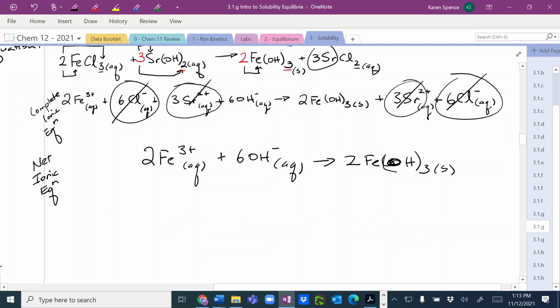Are we done? I picked this as an example on purpose. Yeah, we have to reduce. We need to go to simplest terms. All the coefficients are divisible by 2.